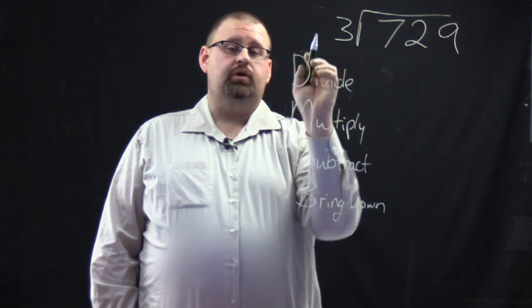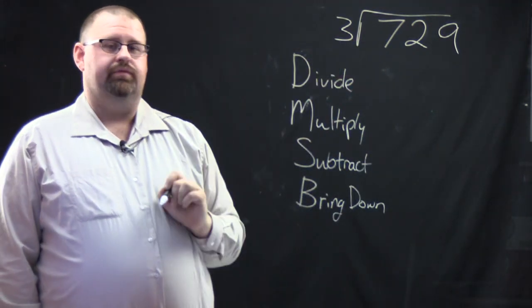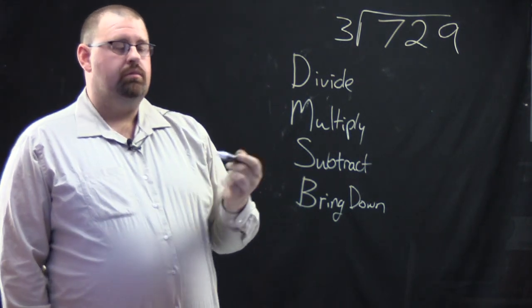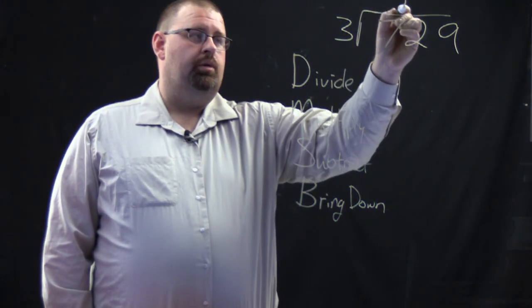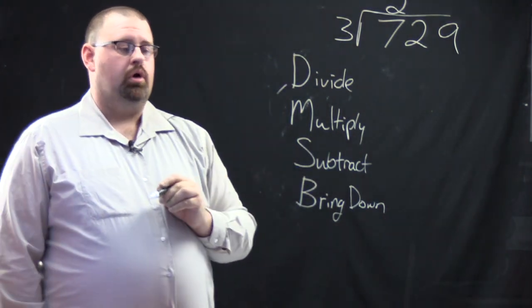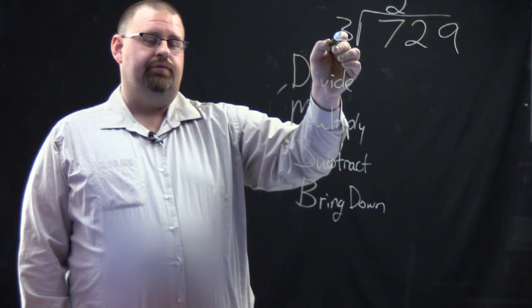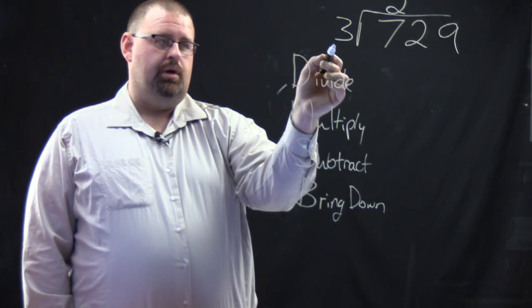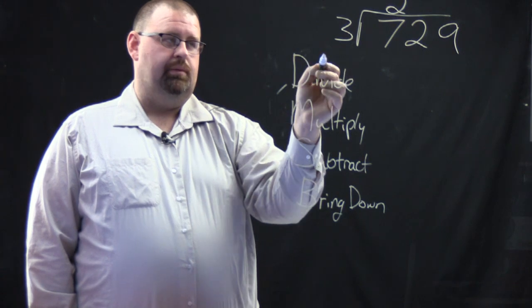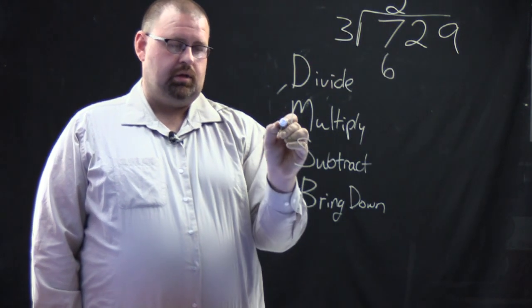It's kind of goofy and funny, and most of the students will remember that. So the first thing we have to do is divide. How many times does 3 go into 7? 3 goes into 7 2 times. We're going to put the 2 up here. So we've done the dividing part. Next step, we're going to multiply. We multiply whatever we have up here times the divisor. Now the divisor is that number that's on the outside. It's the number we're dividing by. So we multiply the 2 times the divisor, gets us 6.